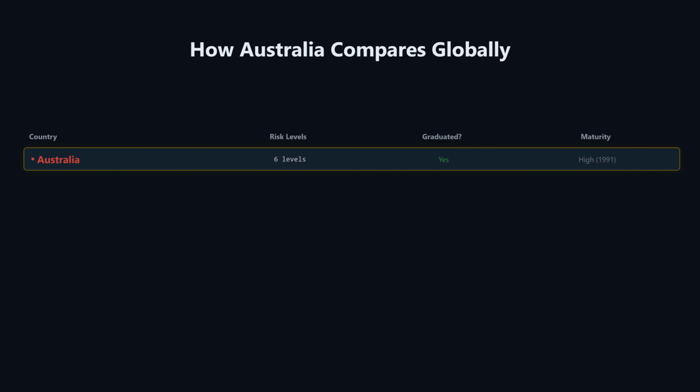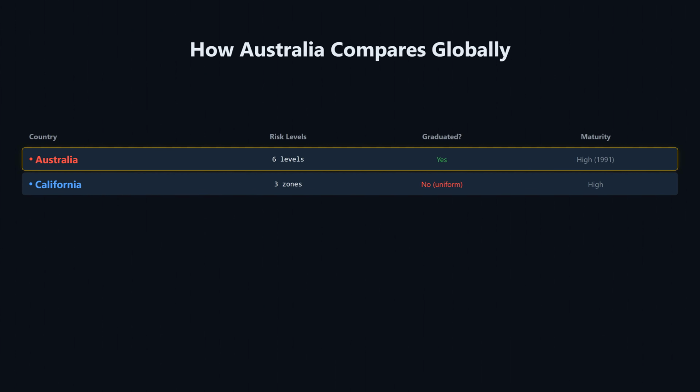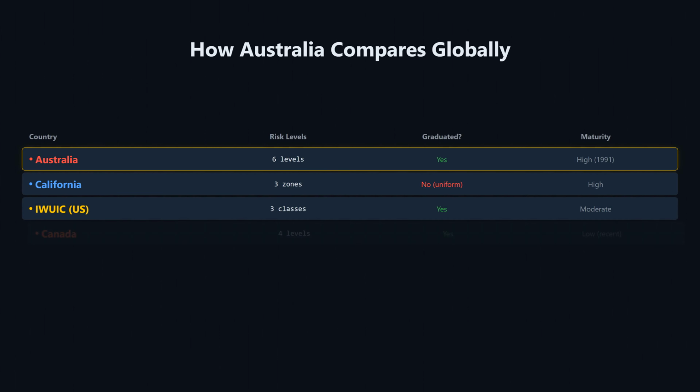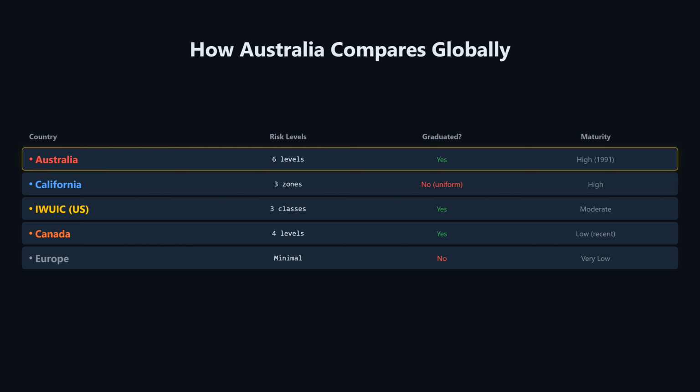Australia's BAL system is considered one of the most mature wildfire building frameworks in the world. But how does it compare? California uses fire hazard severity zones: moderate, high, and very high. But here's the key difference: California applies largely uniform construction requirements across all zones. Australia graduates its requirements precisely to the measured hazard. The International Wildland Urban Interface Code used by other US states has three construction classes, closer to Australia's approach.